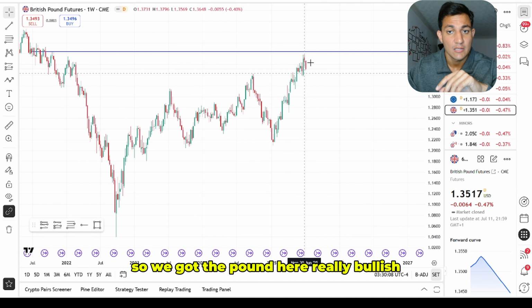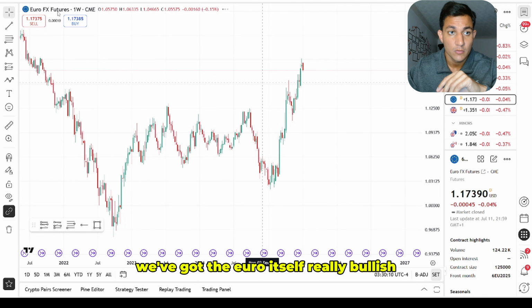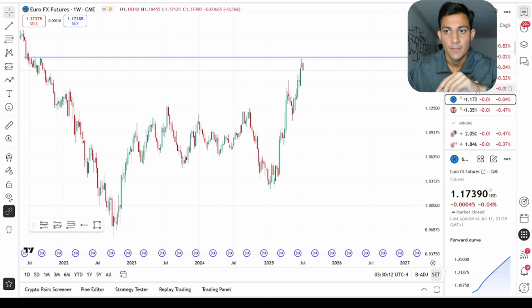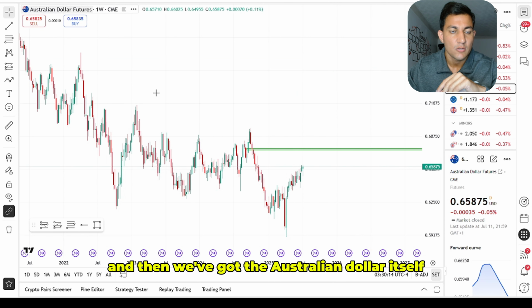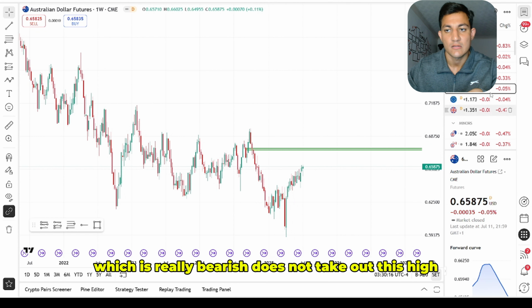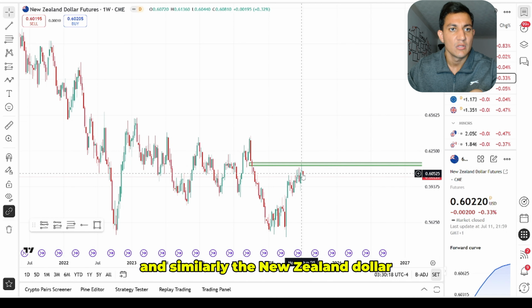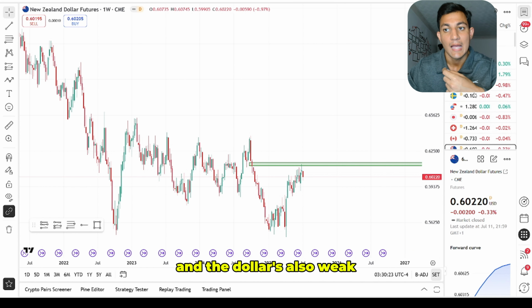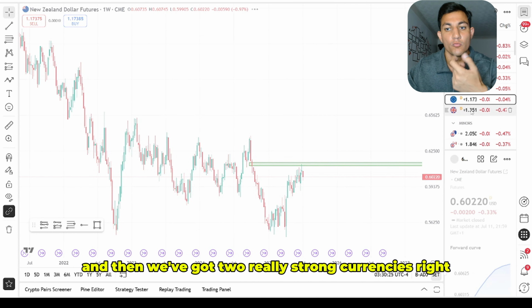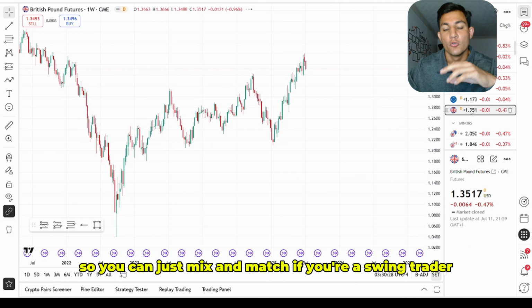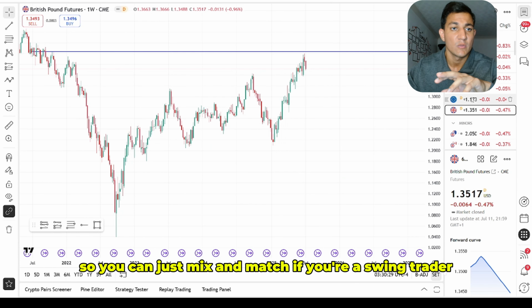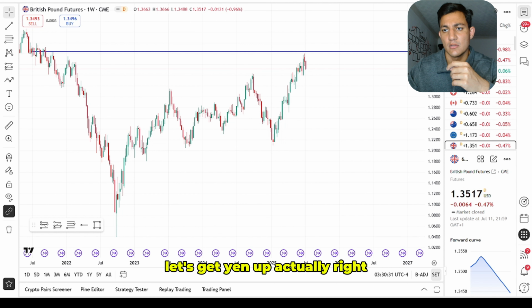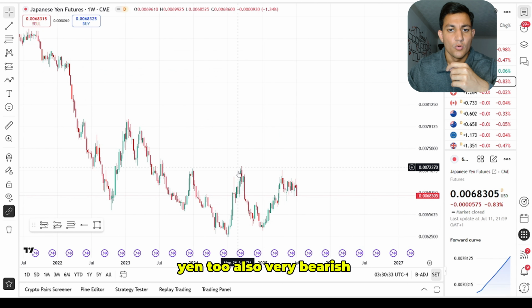So we've got the pound here, really bullish. We've got the euro itself, really bullish. And then we've got the Australian dollar itself, which is really bearish, does not take out this high. And similarly, the New Zealand dollar, which does not take out this high, right? So we've got two weak currencies, and the dollar's also weak. And then we've got two really strong currencies, right? So you can just mix and match if you're a swing trader, or, you know, let's get yen up actually, right? Yen too, also very bearish.